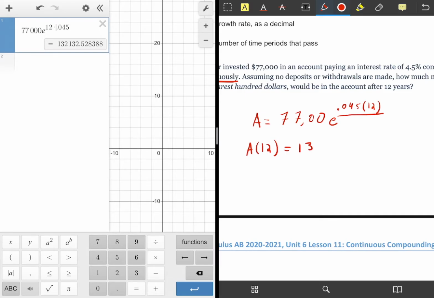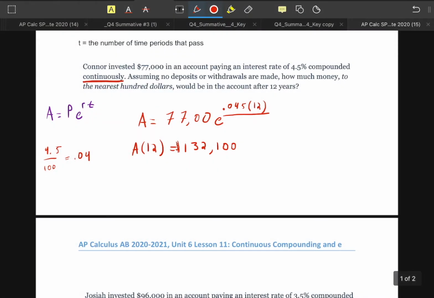132,000. It says to the nearest $100, so 132,000 to the nearest $100. And what I really recommend every time you do one of these is give it a gut check. Does that pass the smell test? If you put $77,000 in a bank account and waited 12 years, is it plausible that this final amount could be $132,000? I think so. It hasn't doubled yet, but it's been growing steadily, and it's gone up by about $50,000. That seems reasonable. And so that's how the compound growth formula works.